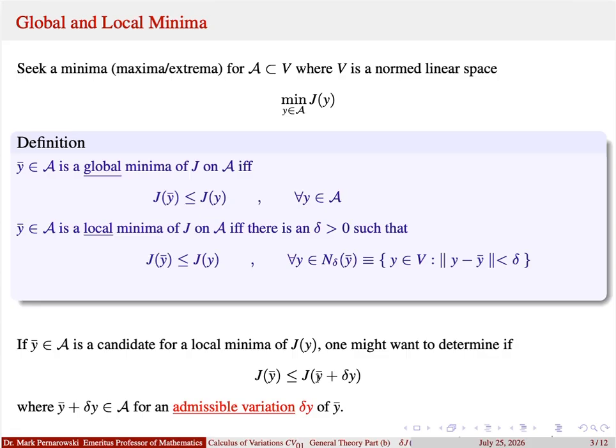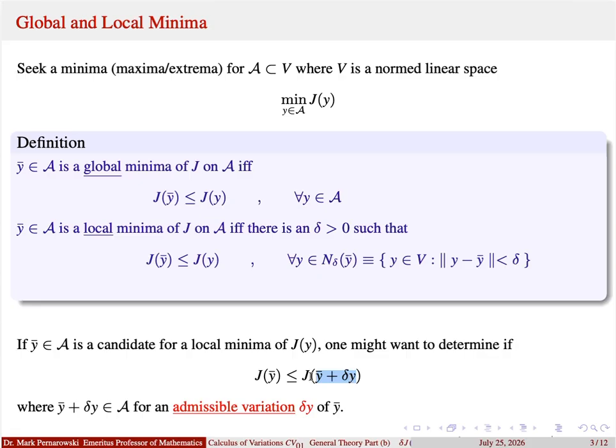Now, this statement on its own looks innocent enough, but there's a real mathematical issue: if I start with a y bar and I just add some delta y, some other function, this sum may no longer be in the set A. So only some of these variations that I'm highlighting will be admissible, meaning precisely that it is an admissible variation only if I get something back in the set A when I add it to the y bar.